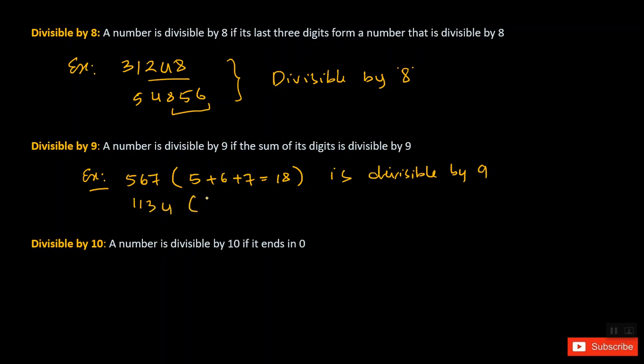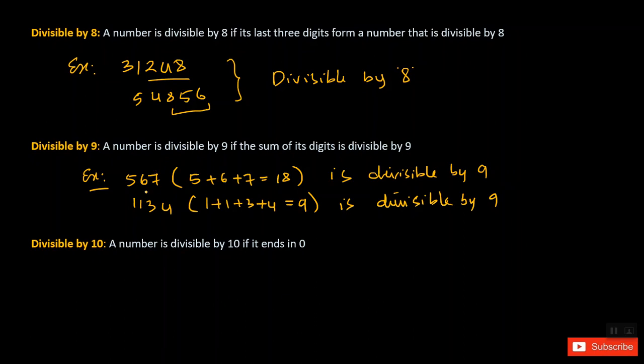So add them: 1 plus 1 plus 3 plus 4. What we are getting here: 3 plus 4 is 7, 7 plus 1 is 8, plus 9. Yeah, the sum is 9, so this number is also divisible by 9. A very important thing here is that the digits may appear in any order.